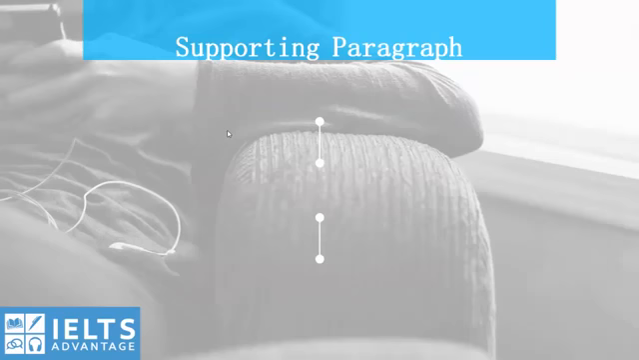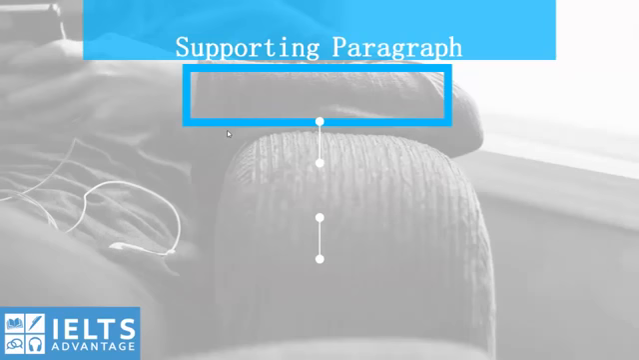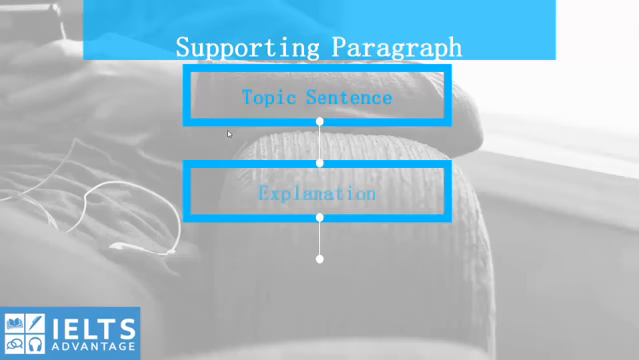Now your supporting paragraphs should always have 3 things. So the first thing is your topic sentence, and this is your main idea. So this is telling the reader what the rest of the paragraph is going to be about. The next is your explanation. This is where you explain a bit more about what your main idea is, how it answers the question.